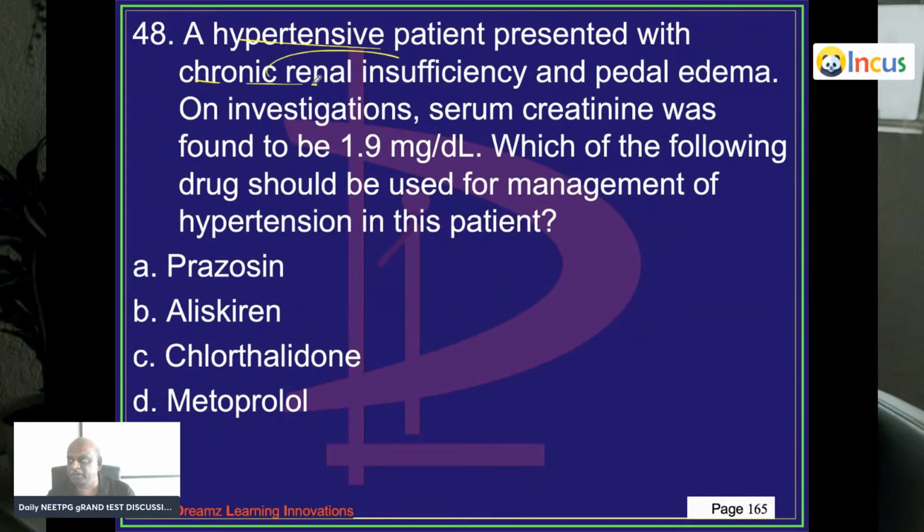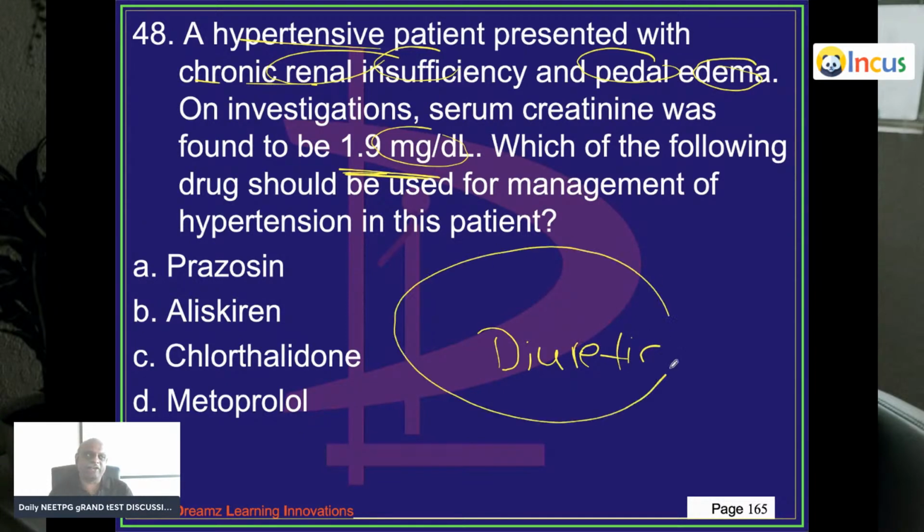Hypertensive patient presented with chronic renal insufficiency with fetal edema. Serum creatinine is 1.9. So which of the drugs should be used in this given case? Diuretic.